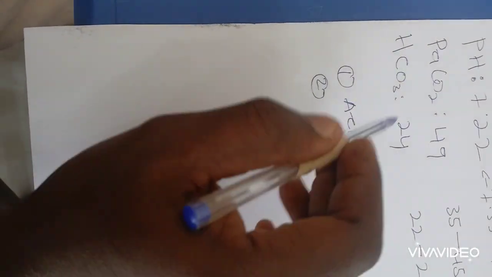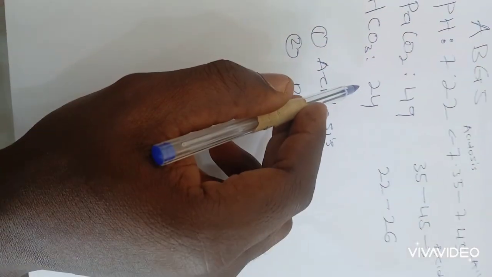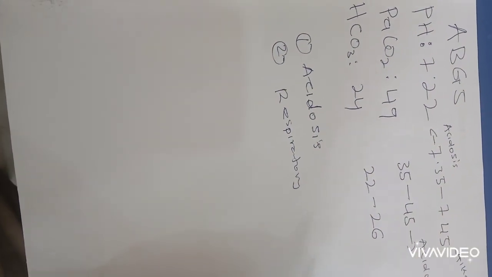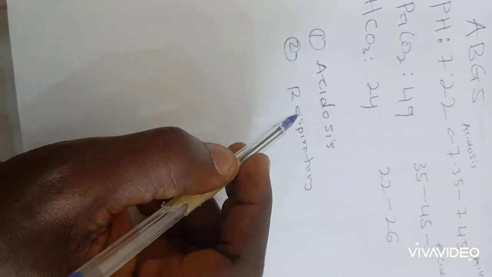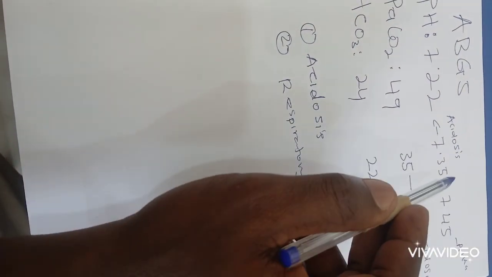Now, let's look at the CO₃. The CO₃, is it normal here? So it is between 22 to 26. So it means that it is what? Within normal range. It means the kidney is doing all that it can to be able to maintain this balance here. All right. So which means that we have respiratory acidosis. Because of that, we have respiratory acidosis.